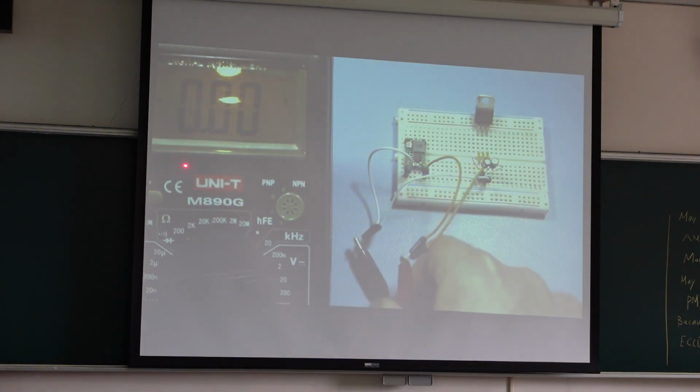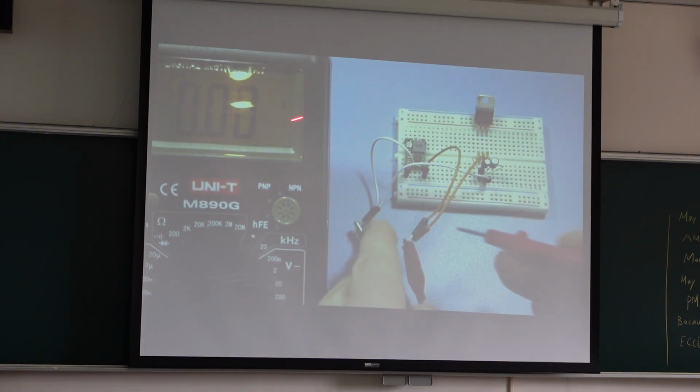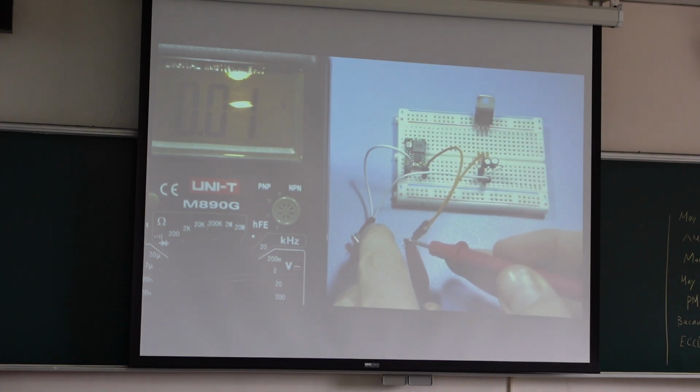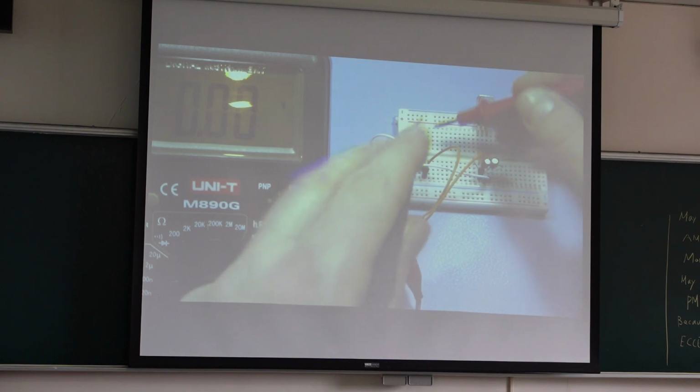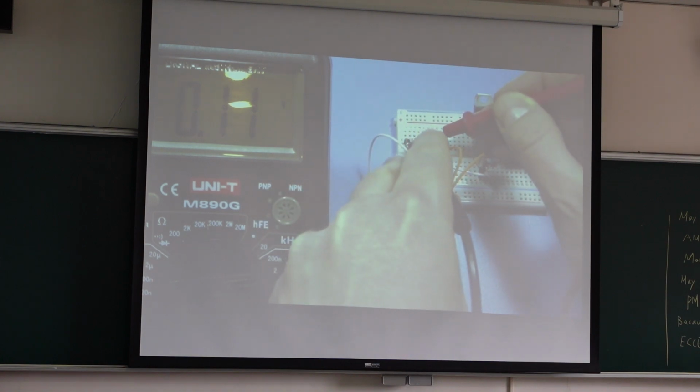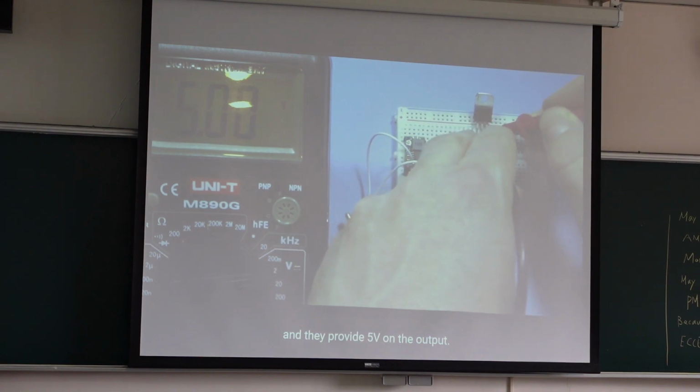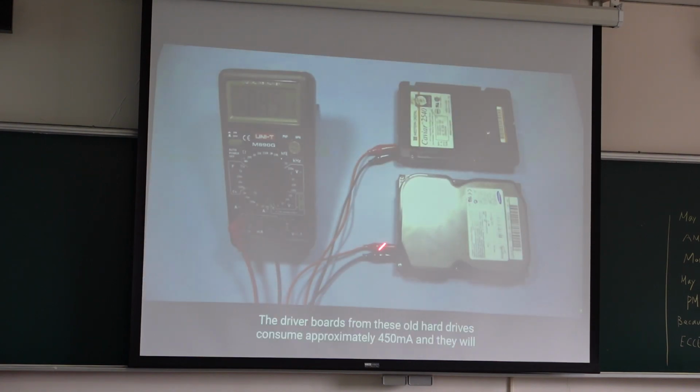So you can see we want to measure the input and output. Both are given 12 volts on the input, and they provide 5 volts on the output. The same 12 volt input, 5 volt output. Old hard drives consume approximately 450 milliamps, and they serve as my dummy load.